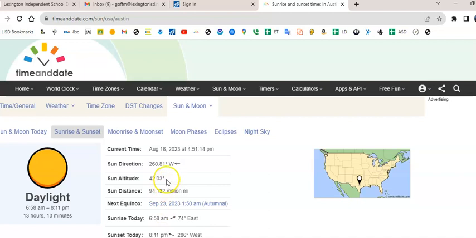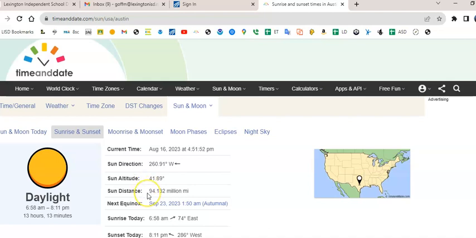Now, let's talk about this next degree because that is not the same thing. The sun's altitude refers to how high off of the horizon the sun has risen. The horizon is going to be 0 degrees. So if the sun is at the horizon, its altitude is 0. The sun can't get any higher than directly overhead, and directly overhead is 90 degrees. So the sun's altitude will always be a number between 0 and 90 as long as the sun is up in the sky.